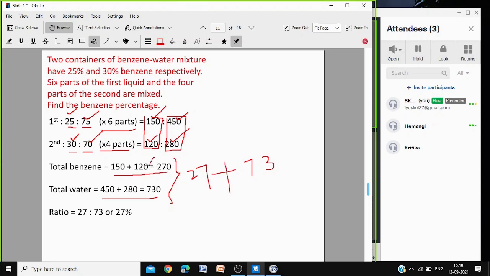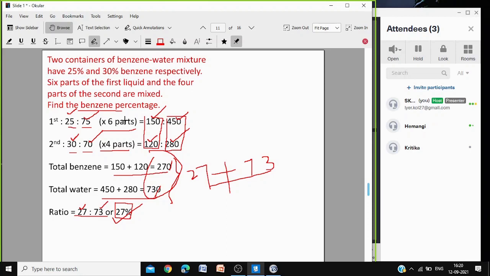Here if you add, the total will be 1000. But then for the ratio you can cancel the 0 and say 27 and 73. The total is 100. So directly you can say 27 means 27%. If the total is not 100, then you will have to do the calculation. But because the total is 100, the benzene, which is the first component, is 27% and the second component is 73%.